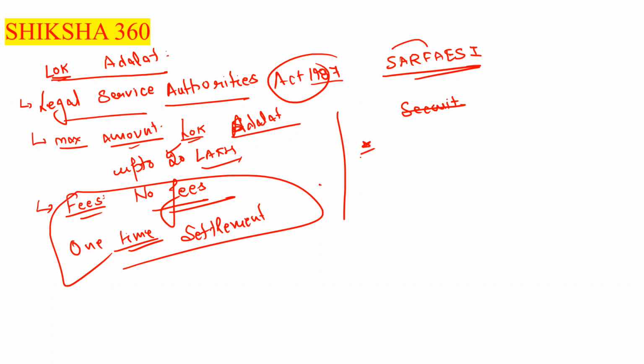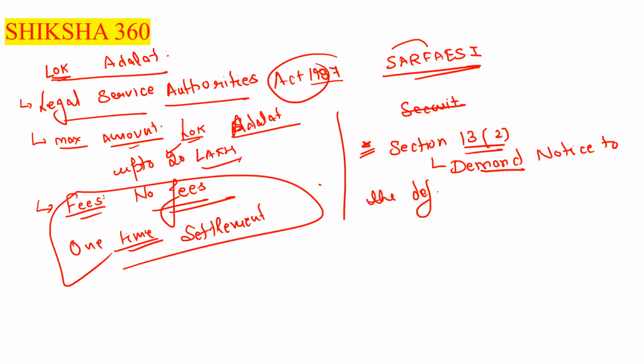Under that, we are issuing two notices. Clear? So the first one is section 13(2). Under section 13(2), which notice do we have to issue? That is the demand notice. Clear? Please remember, this is a last time question also. Section 13(2), demand notice. Demand notice to whom? To the defaulting borrower. Clear? We have to issue the demand notice to the defaulting borrower.